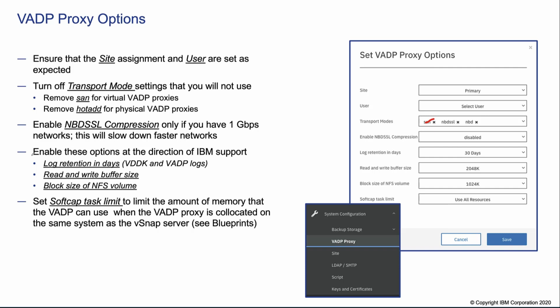And then we talked about the soft cap task limit, which is really a way to throttle the CPU usage when you're co-located on a vSnap server. And this soft cap task limit will actually be part of the output when you run the Spectrum Protect Plus blueprints. It will tell you what to set that at for your vSnap VADP deployment.